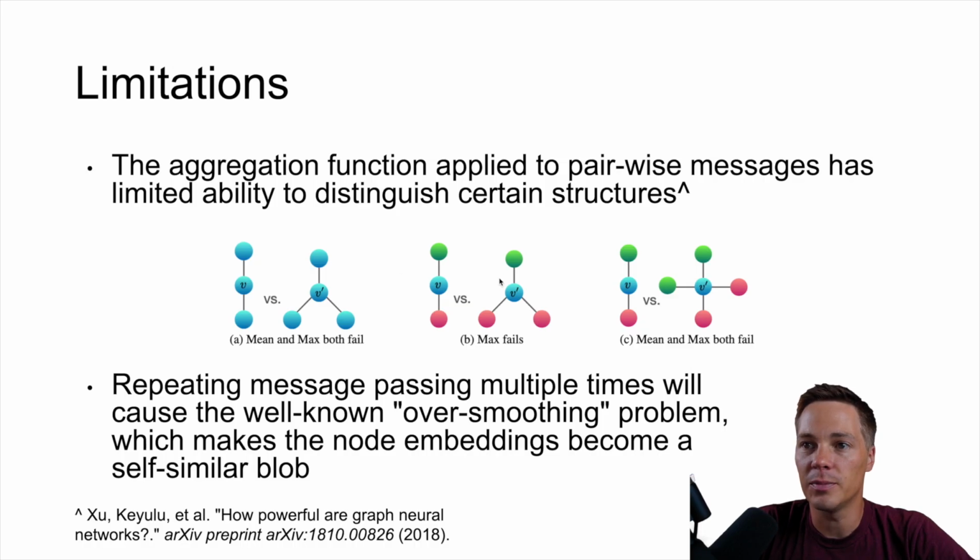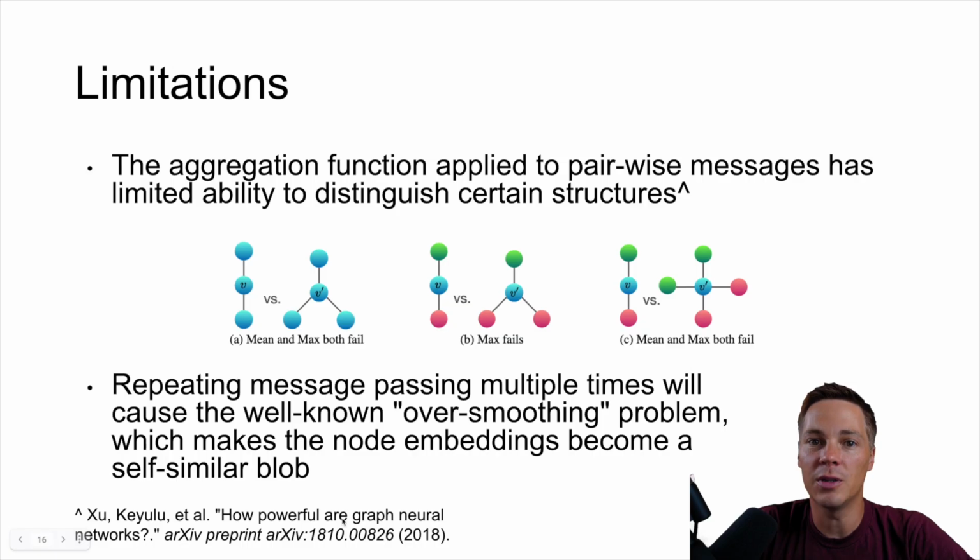Similarly, for max, if you have one green and one red, well, either one of those is going to be the max, and having multiple reds or multiple greens isn't going to change that output. So it would also fail to distinguish this case. And mean and max both fail in this other one as well, because whether you have two greens and two reds or one green and one red, the mean is going to be the same and the max will be the same. So this is a known bottleneck, and we'll dig deeper into this when we look into the expressive powers of graph neural networks.